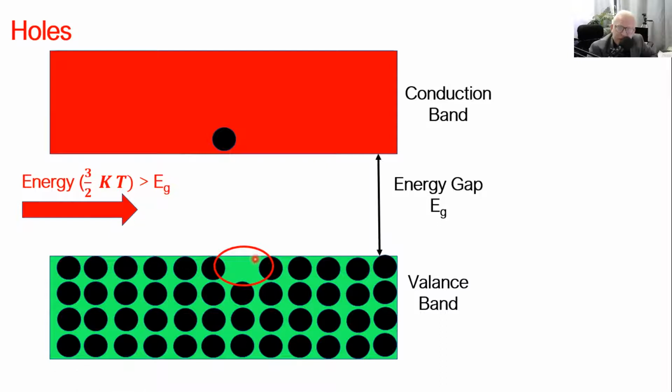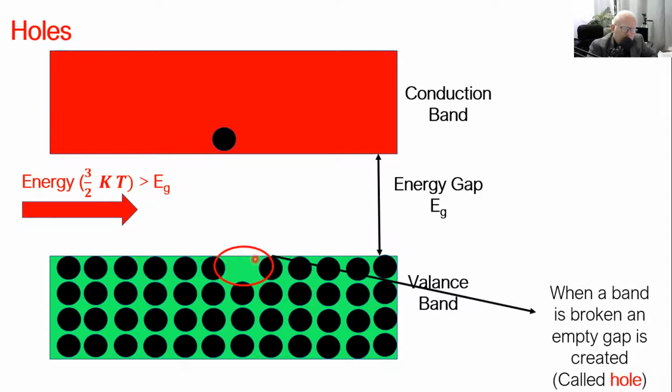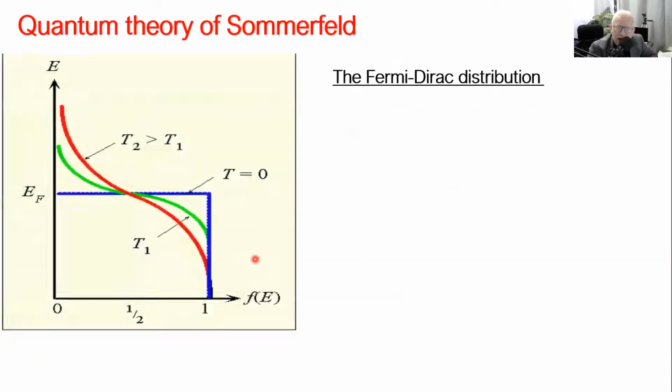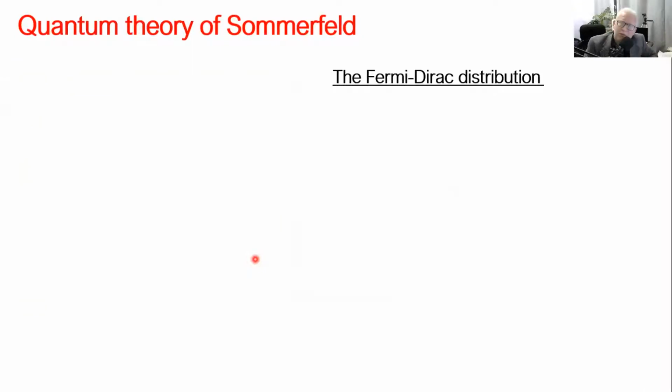This is very, very typical, very, very standard. Then, how should we calculate such a number? How should we calculate the number of electrons or the number of holes? Let's try to discuss this.